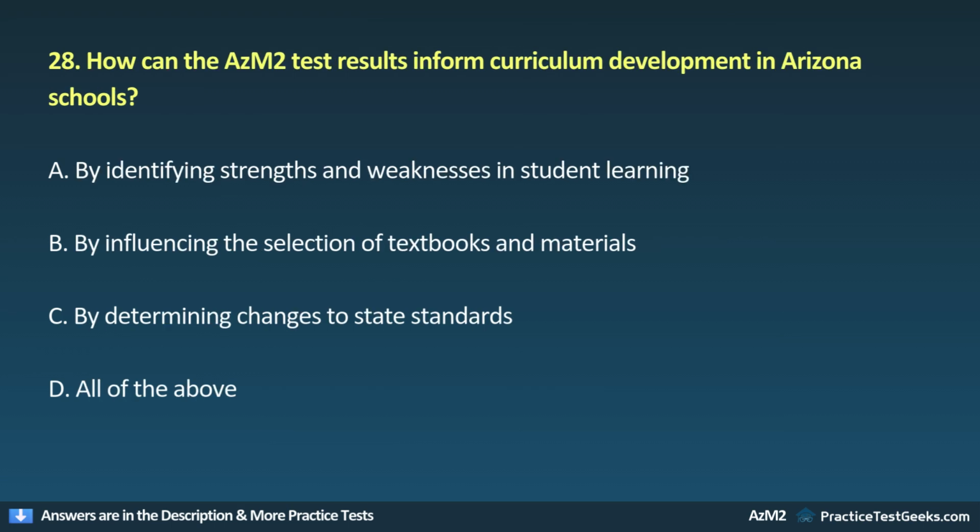28. How can the AzM2 test results inform curriculum development in Arizona schools? A. By identifying strengths and weaknesses in student learning. B. By influencing the selection of textbooks and materials. C. By determining changes to state standards. D. All of the above.